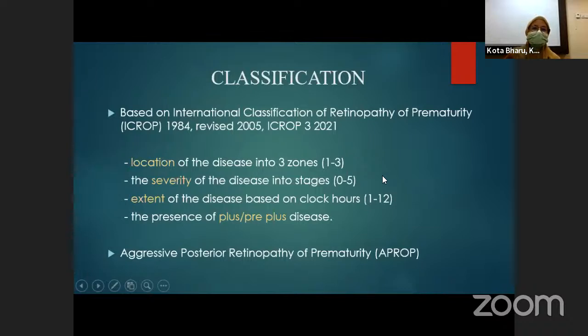Now we go to classification of retinopathy of prematurity. Based on the International Classification of ROP, ICROP 1984, revised in 2005, and the latest ICROP of 2021, it classifies ROP according to the location of the disease into 3 zones, the severity of the disease into stages, the extent of the disease based on the clock hours, and the presence of plus or pre-plus disease. However, there is another classification of ROP. We call it APROP, or aggressive posterior retinopathy of prematurity.